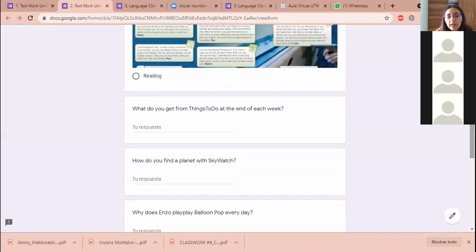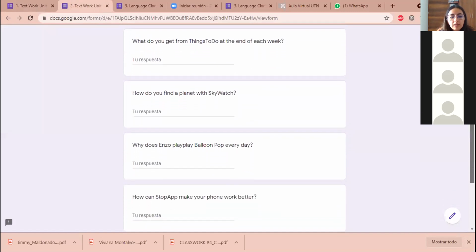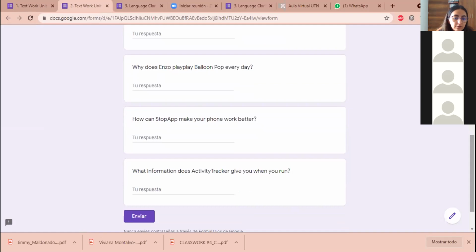For example, what do you get from the Things to Do app at the end of each week? Can you remember? How do you find a planet with Skywatch? Why does Enzo play Balloon Pop every day? Or how can Stop App make your phone work better? And finally, what information does the activity tracker give you when you run? So you're going to answer these 5 questions in groups according to the reading, and later we will share the answers again with the whole class.